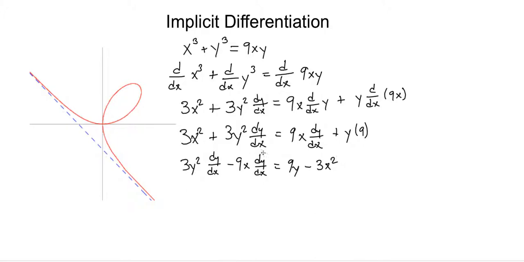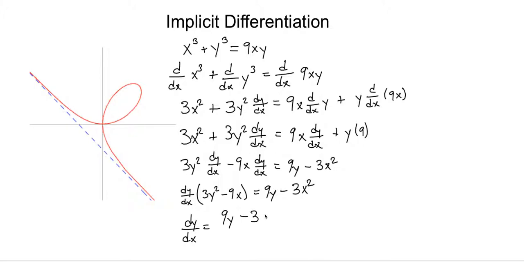And so as I look on this left side of the equation here, I can factor out that dy/dx. That's our greatest common factor. So this could become dy/dx times 3y squared minus 9x, and that's going to equal 9y minus 3x squared. So now the only thing I have to do in order to get the dy/dx by itself is to divide by 3y squared minus 9x. So once we do that, our derivative with respect to x is going to equal 9y minus 3x squared divided by 3y squared minus 9x.